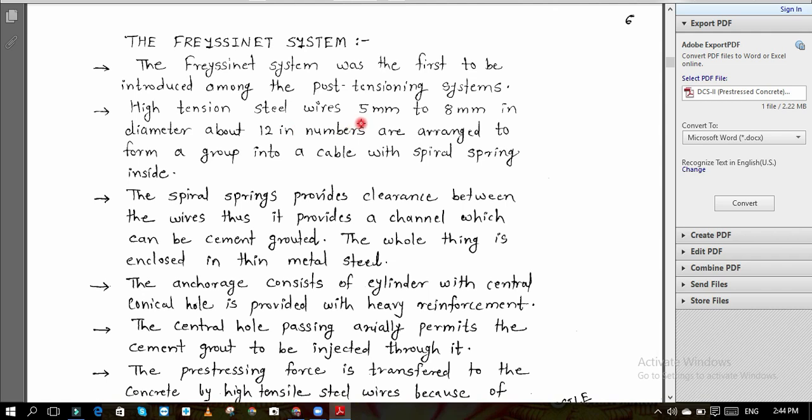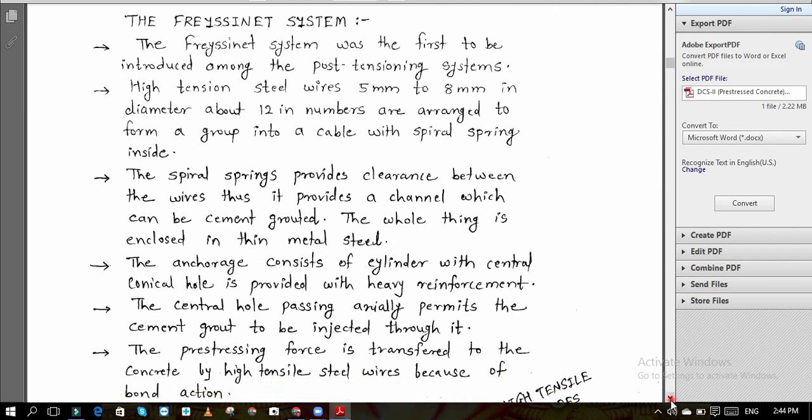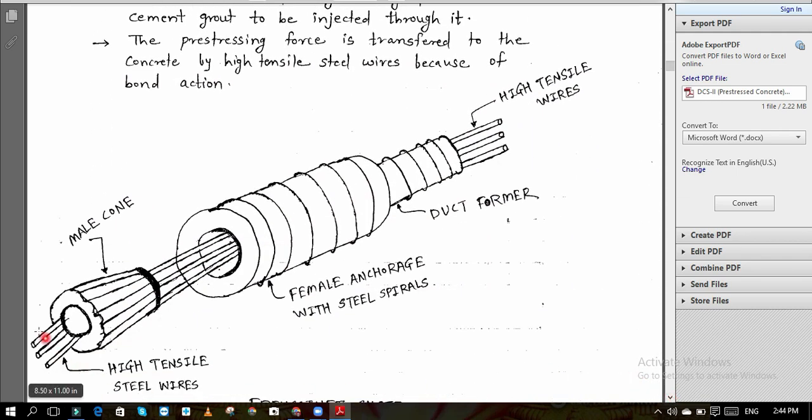High tension steel wires 5 mm to 8 mm in diameter, about 12 in number, are arranged in a group into a cable with a spiral spring inside. So here you can see these are the tendons, high tensile steel tendons. 5 mm to 8 mm wires are there, and these get inserted from here.